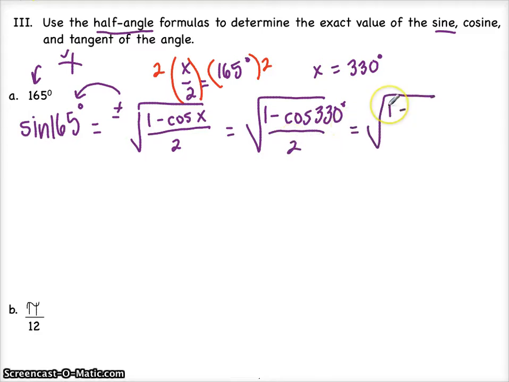So we know that the cosine of 330, reference angle is 30, so that's square root of 3 over 2. We are in quadrant 4, so that's positive square root of 3 over 2, all divided by 2. When we find our common denominator for 1 minus root 3 over 2, that gives us 2 minus the square root of 3 over 2.